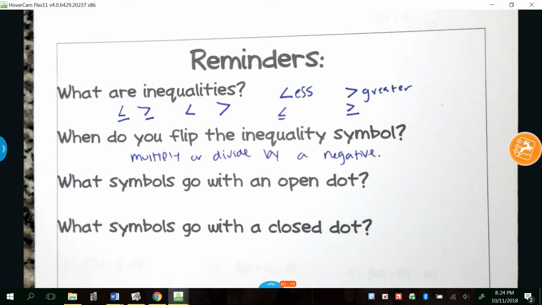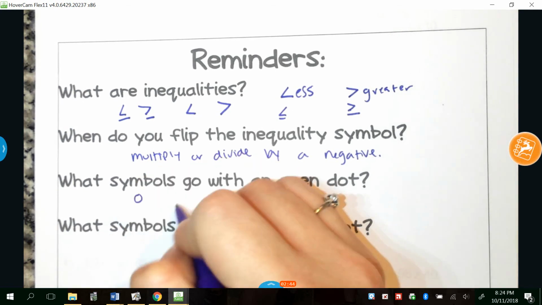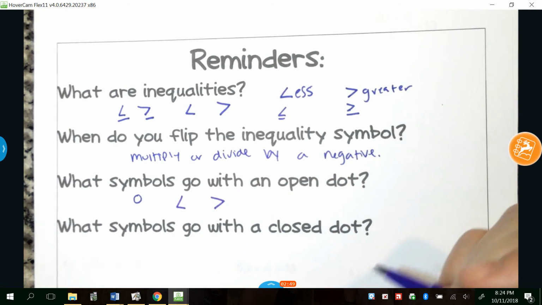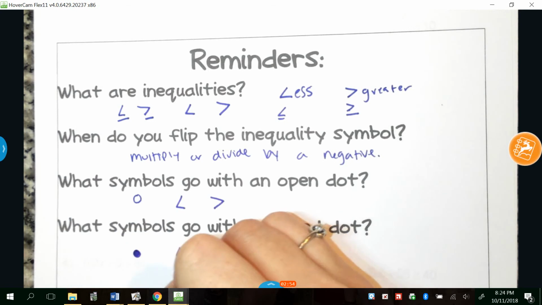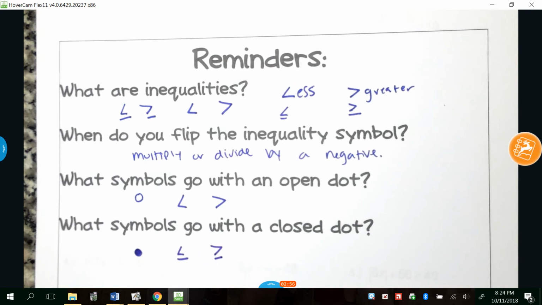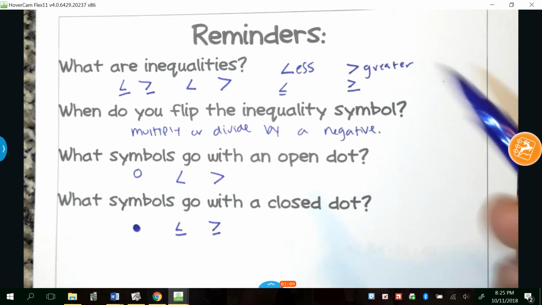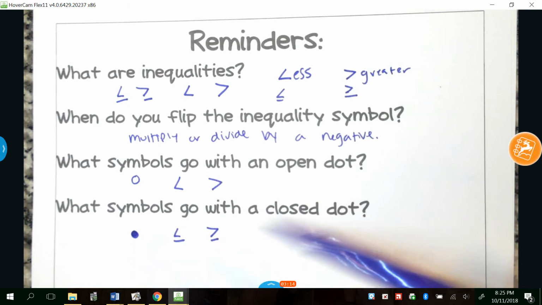What symbols go with an open dot? Anytime you have an open dot, it's just less than or greater than. That's not including, it's exclusive, so it does not include. What symbols go with the closed dot? Your equal to, because they include that as your solution. One more thing I want to discuss with you. I'll write it on the paper though. Remember, open dot is less than or greater than. Closed dot is less than or equal to, greater than or equal to.